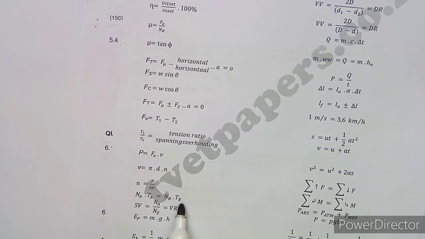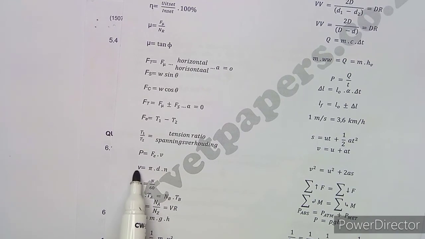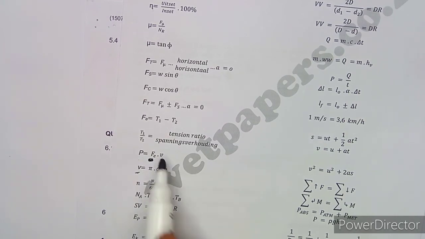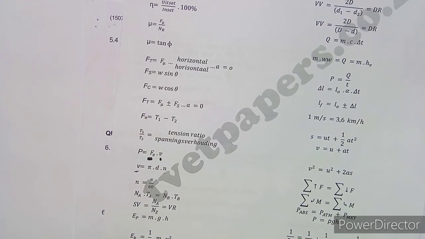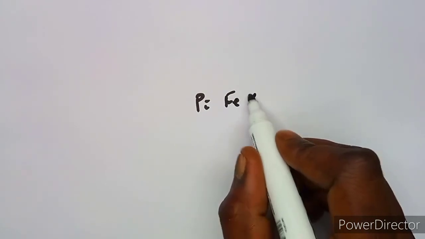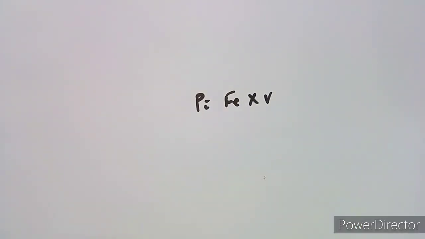All those things that we had, NA, TA, all these. Okay, so here is the one that we talked about now. V is equal to pi dn. So this is velocity. Then now power is effective tension times what? Times the velocity that we just calculated, where the effective tension is the effective force in actual sense. Okay, so this is what our formula is going to look like. Power, that's the effective tension times the velocity. So this item is 5.4.2.